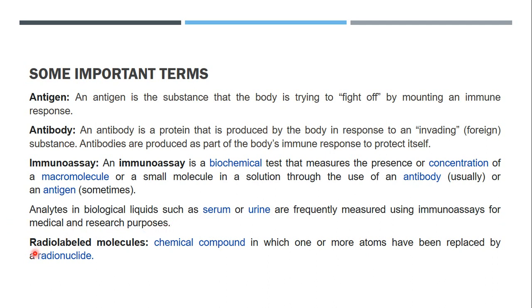Next term, radio-labeled molecules. As you know, in radioimmunoassay we are going to use radio-labeled molecules. So what are those? These are chemical compounds in which one or more atoms have been replaced by a radionuclide. That is, you can say the atoms or molecules which emit radiations like alpha, beta and gamma.